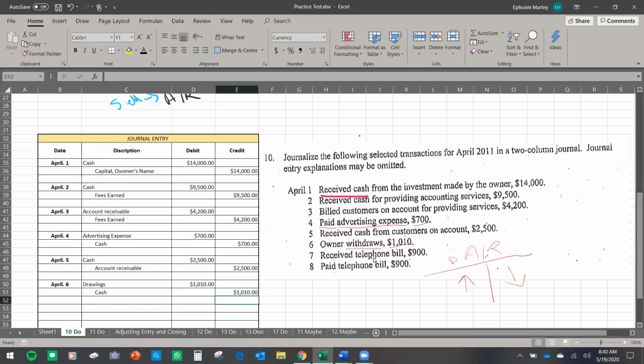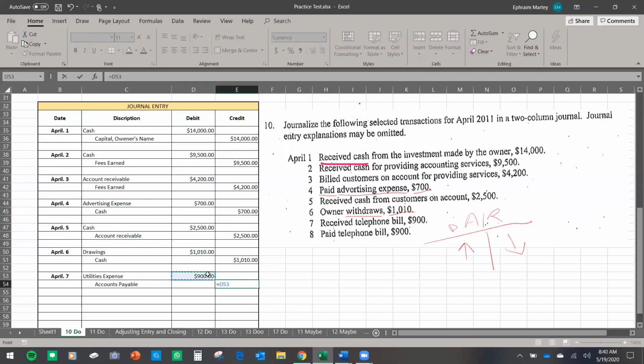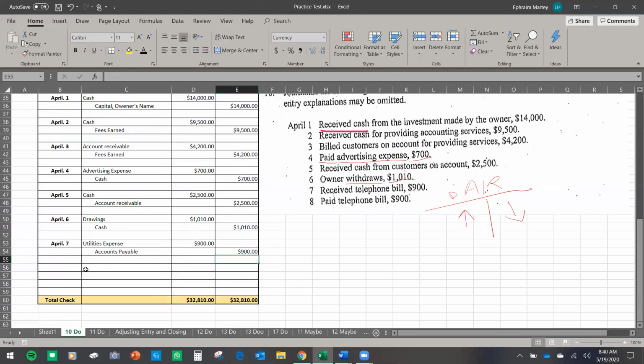So this is a utility expense, or you can make it a telephone bill. It's up to you, but it's a utility. Because it's an expense, we're going to debit that expense and then credit account payable. So we have 900, and then we're just going to reference that 900. So we have to have it on both sides of the equation.